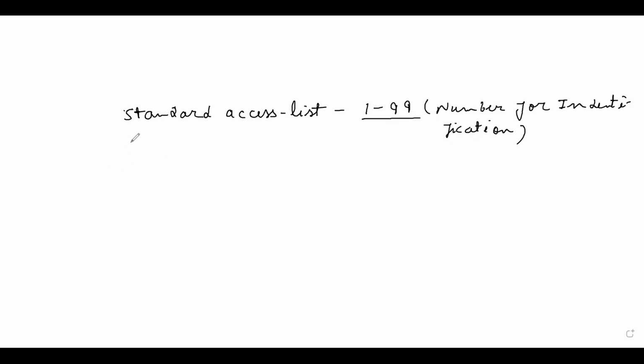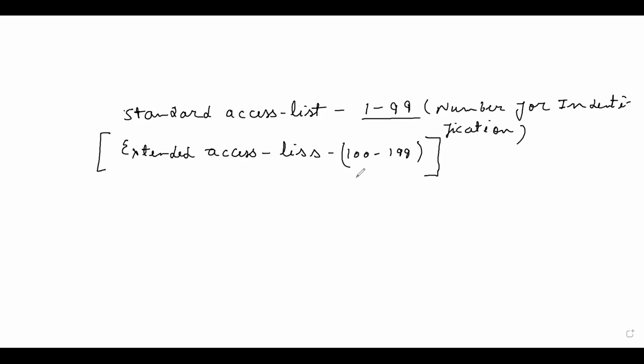There is one more access list that is extended. Mostly you will find this access list everywhere. And how will you identify it? Like 100 to 199. Basically they use this range, 100 to 199. So if you see any access list with a number 100 to 199, you will understand, okay, that is extended.